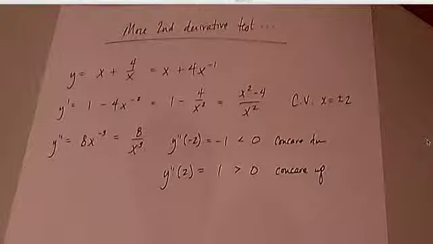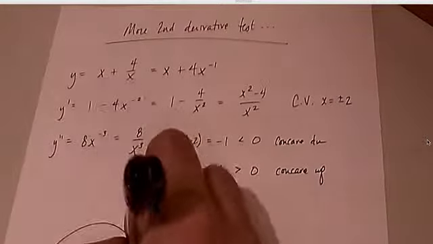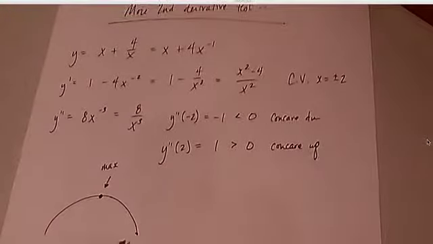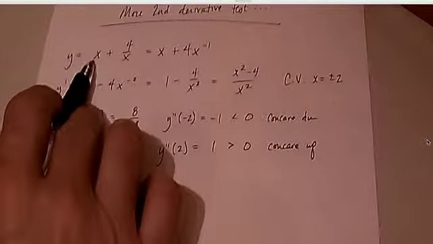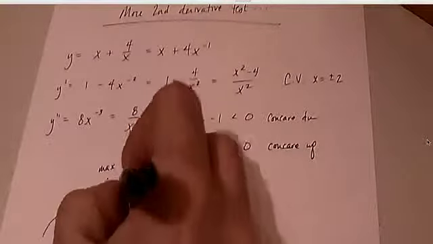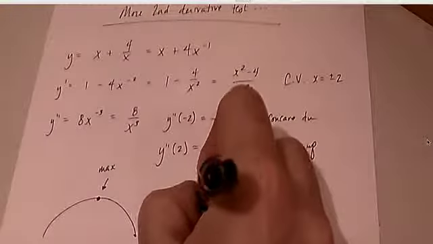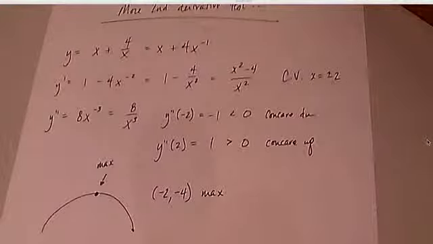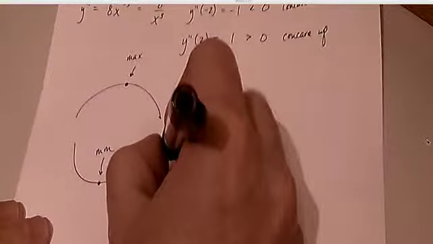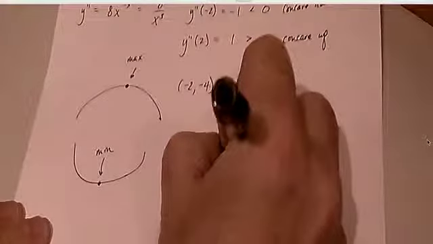Now, if it's concave down, the second derivative test reveals anything that's concave down is going to have a maximum point, right? That's a maximum point if it occurs in an interval that's concave down. So negative 2, when I plug it into here, I'm going to get negative 2 minus 2, right? So negative 2, negative 4 is your maximum, okay? Now a critical value that occurs in a concave up interval is of course going to be a minimum value. And if I plug in 2, I'm going to get 2 plus 2, or 4. So 2, 4 is a minimum value.